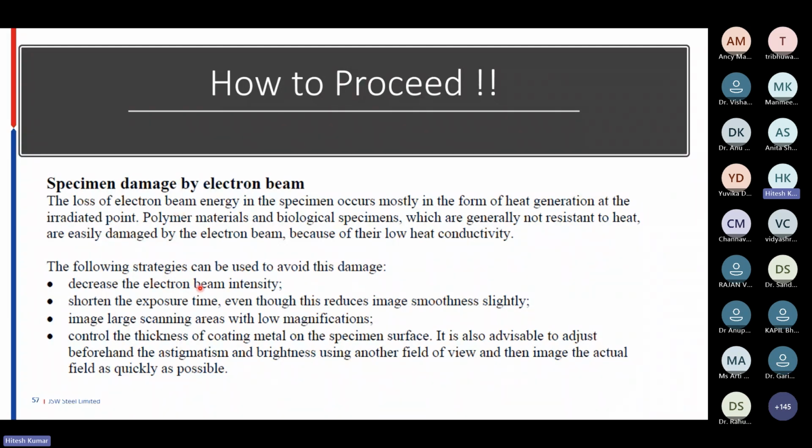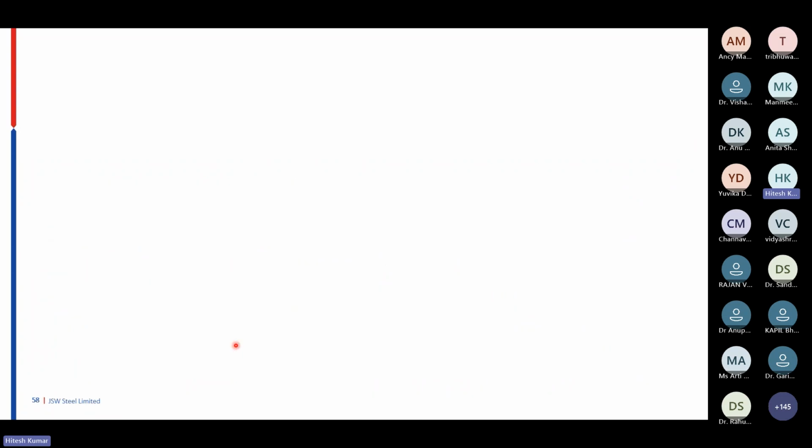Decrease the electron beam intensity and shorten the exposure time. Let's suppose you are capturing an image in 20 or 30 seconds. Reduce it to 10 seconds. Image a large scanning area with low magnification, instead of capturing the image at 40,000 or 50,000. Try to take that image at 10,000 with high resolution, and then control the thickness of your coating metals. Coating is also going to play a role.